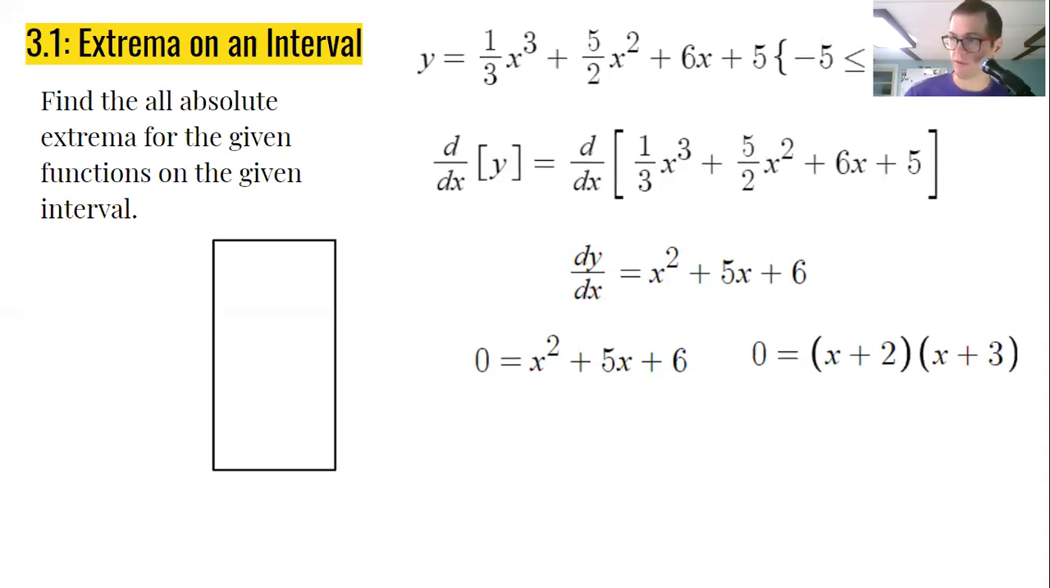And then we did the derivative over here of each of these things. Since this is a polynomial, we can just use the power rule on each of these. So 1/3 times 3 is 1. Take 1 away from 3 is 2, so we get x squared. Multiply 5/2 by 2 to get 5, and take 1 away from that, we get 5x. The derivative of 6x is 6. The derivative of 5 is 0. That's how we got there.